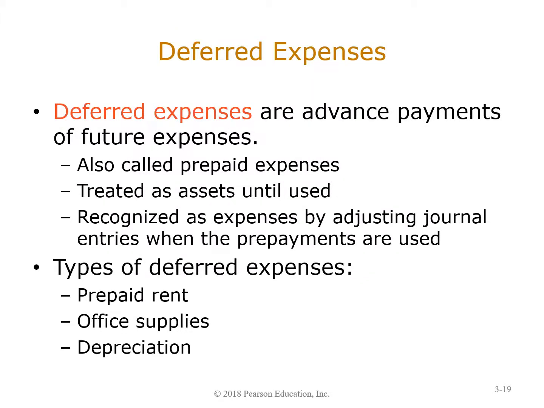Deferred expenses, or advanced payments of future expenses, are also called prepaid expenses. They're treated as assets until they get used up. Once they get used up, they are put on as expenses by the adjusting journal entry. Types of deferred expenses include the example I gave you, office supplies, also prepaid rent, and depreciation, which we will be talking about.